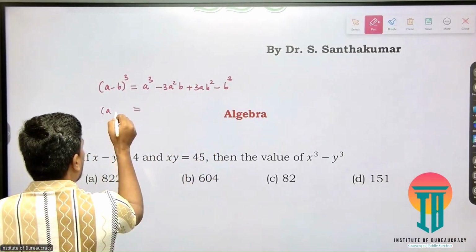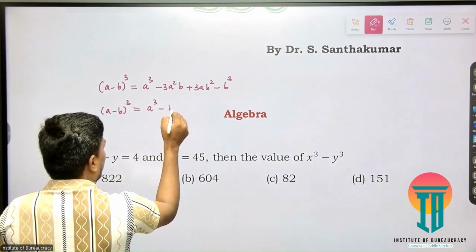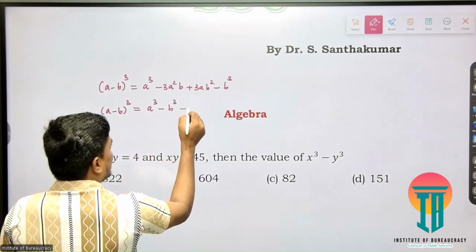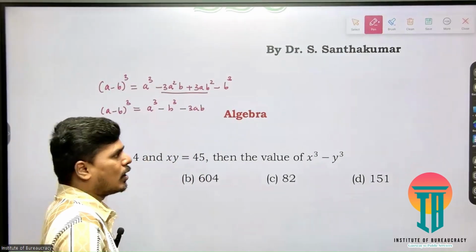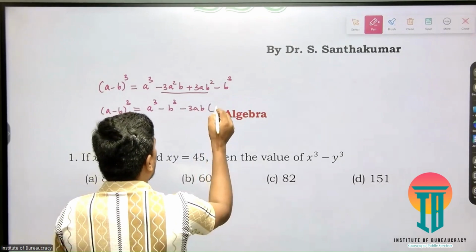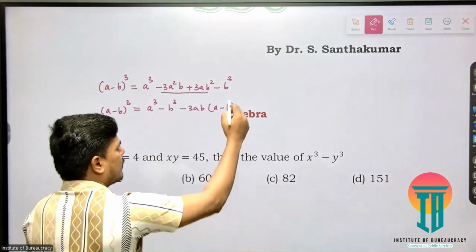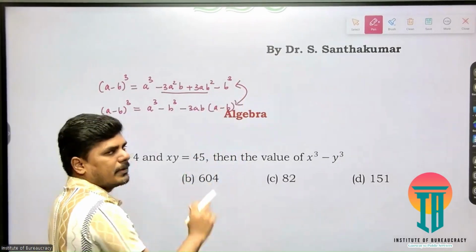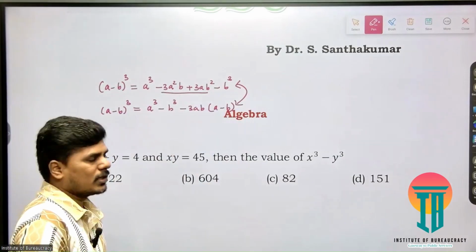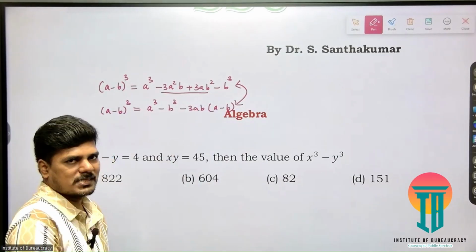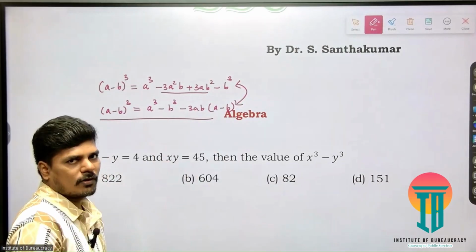So a minus b the whole cube is equal to a cube minus b cube minus 3ab. From these two terms, you can take minus 3ab out, and it's going to be a minus b. Both are the same. So this formula can also be written like this: a cube minus b cube minus 3ab into a minus b. So this is the a minus b the whole cube formula.